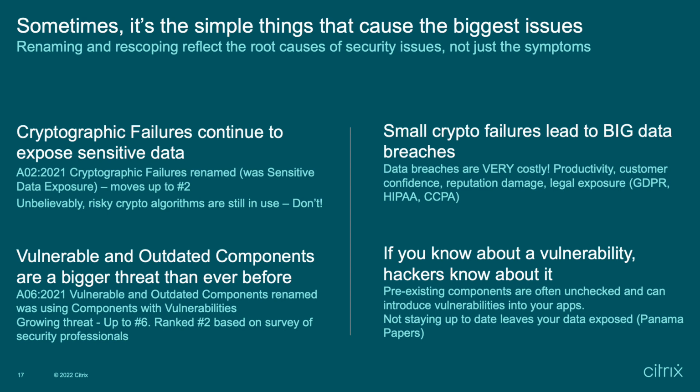Similarly, it should go without saying that the use of vulnerable and outdated components is an application security risk. Indeed, this category, renamed in the latest top 10 list to reflect the cause rather than the symptom, has moved up from number 9 to number 6, based on the data and the number of flaws reported. Interestingly, when OWASP asked the opinion of security professionals directly, they put this category as the second biggest threat, which indicates that this is viewed as an even more serious problem among security professionals.